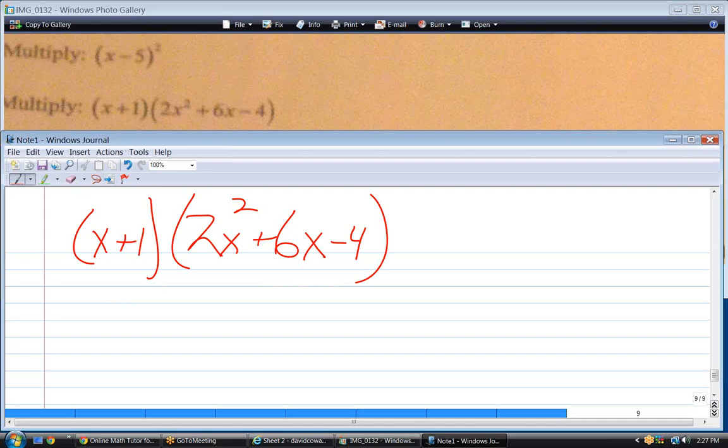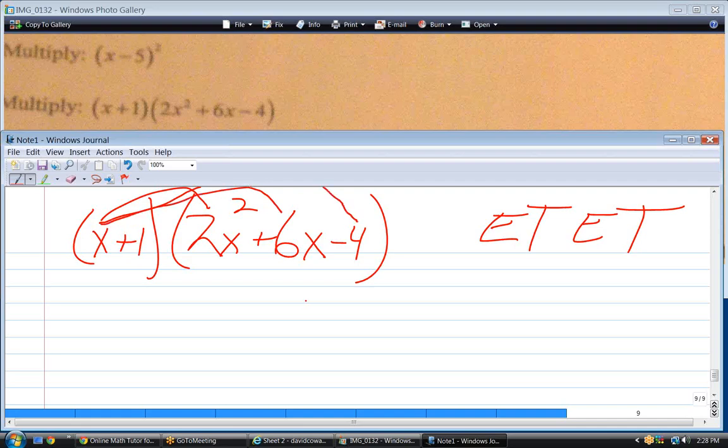Okay. What I prefer instead of FOIL is ET, which is to say every term by every term. In other words, for this problem, I'm going to take the first term and multiply it by each term, and then I'm going to multiply the second term by each term. In other words, every term by every term. So when we do that, what do we get?